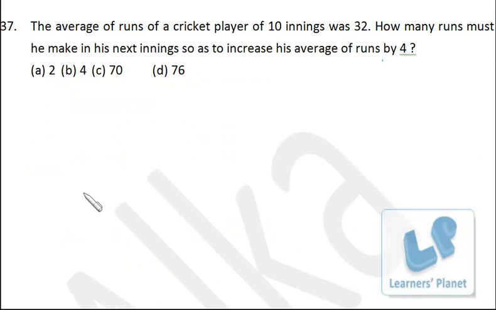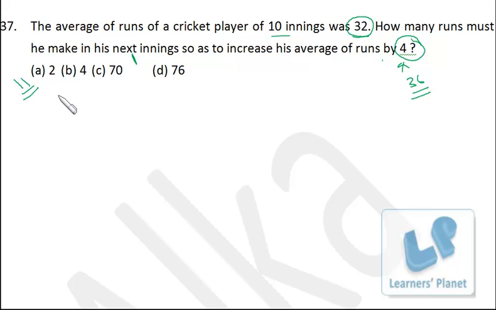Now this problem: the average of the runs of a cricket player over 10 innings was 32. How many runs must he make in the next inning so as to increase the average of runs by 4? That means we want the final average to be 32 plus 4, 36. Now here there are 10 innings and here it is 1 inning. So in all we are talking about 11 innings, right?